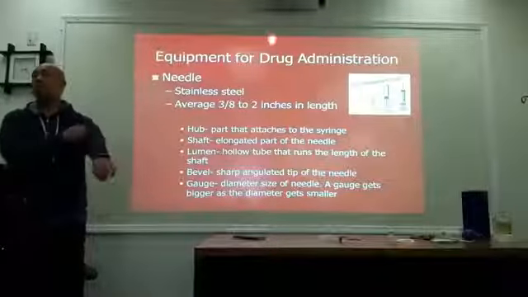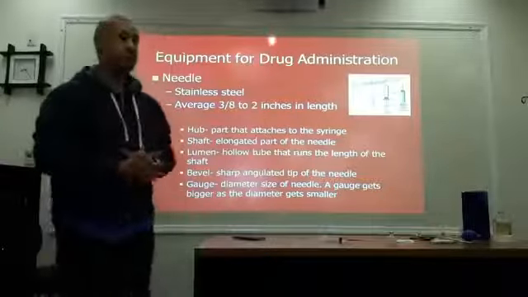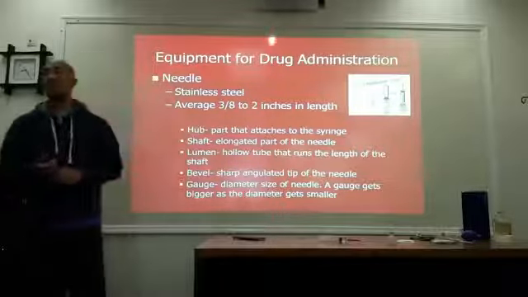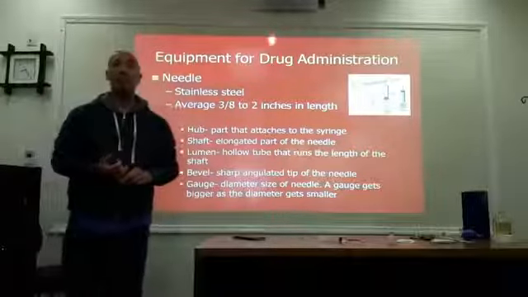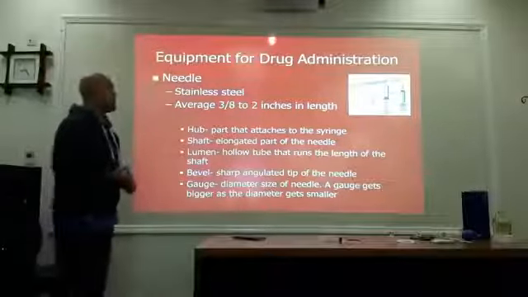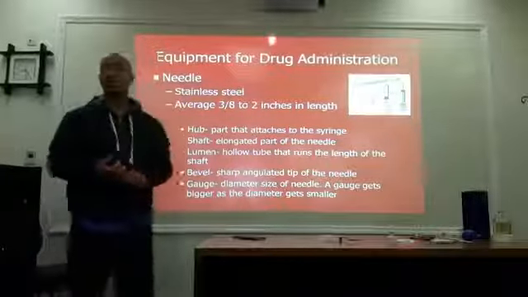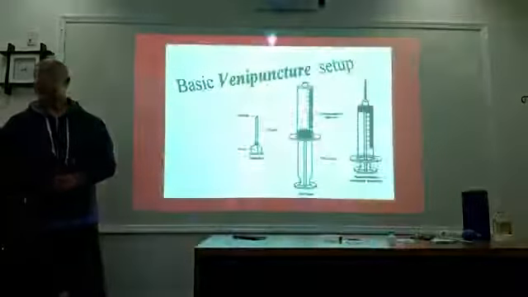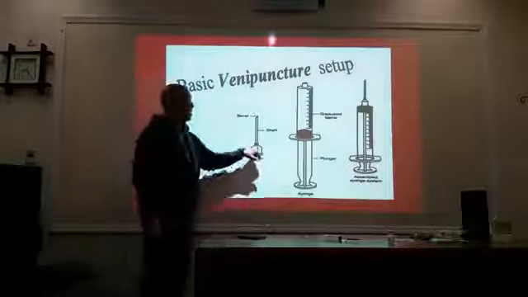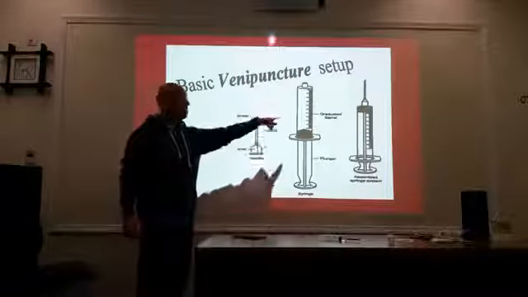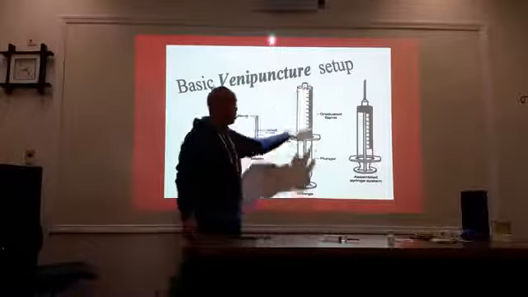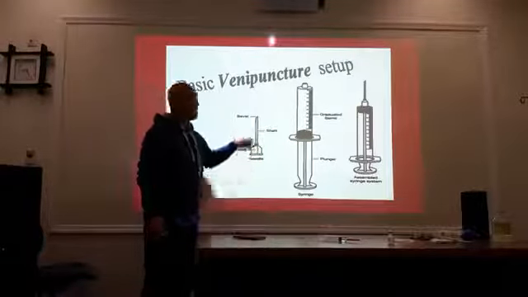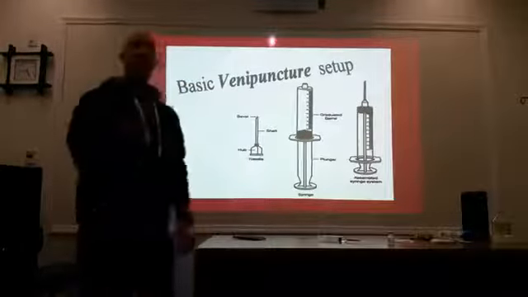Okay, the equipment for drug administration that's going to be needed. First one here is the needle. The needle is of stainless steel. It is metal, and it averages anywhere between 3/8 of an inch to 2 inches in length. You have the different parts of the needle. You've got the hub, which attaches to the luer end of the syringe. You've got your stainless steel shaft. Notice at the end of that shaft, it is a pointed tip.